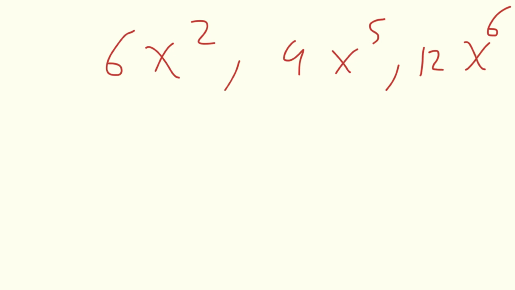Okay, again, I look at the numbers 6 and 4 and 12, and then I look at the variables x squared, x power 5, x power 6. But if you look at the numbers 6 and 4 and 12, what is the common factor? 2 only, right? And that will be clear if you factor. This is 2 times 3. This is 2 times 2. This is 2 times 2 times 3, right? You see already this 2 is here, and here, and here. So 2 is a common factor.